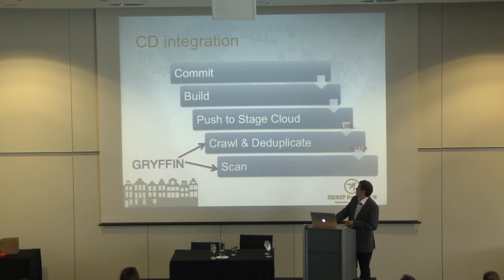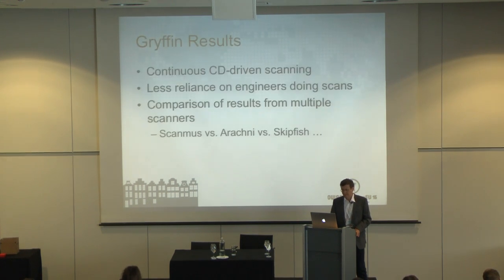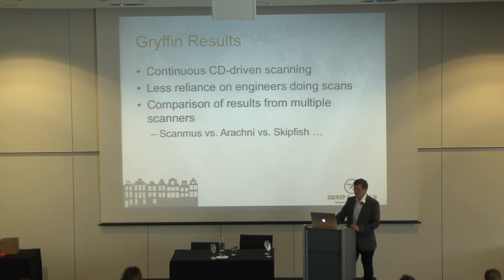This is how the CD integration works. You have commit, build, push, then you crawl and deduplicate, and the results of that deduplication are sent to all the different scanners. Griffin allowed us to do continuous, CD-driven scanning. And we're now less reliant on engineers doing scans. Previously, we had to ask everyone, could you please run ScanMoose on your release? Now the releases happen all the time, but we rely on Griffin running scanners, and we just look at the results.